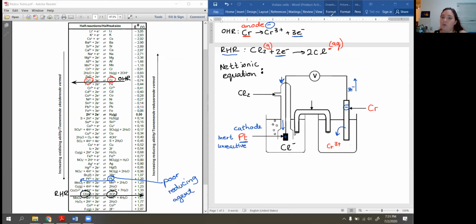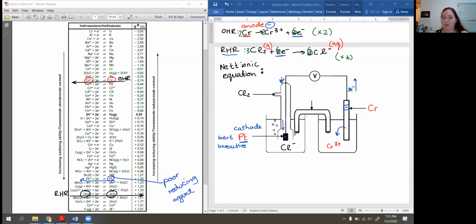We've got 2 electrons being gained in the reduction half reaction and 3 being given off in the oxidation half reaction. The lowest common multiple of these two is 6, which means that everything in the oxidation half reaction must get multiplied by 2, and everything in the reduction half reaction must get multiplied by 3. I find that I then grab my pencil and immediately go 2, 2, 6, and 3, 6. This is going to be 6.